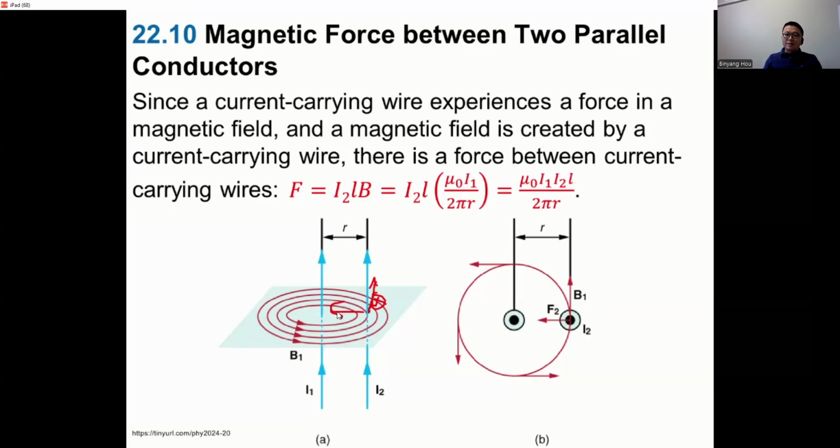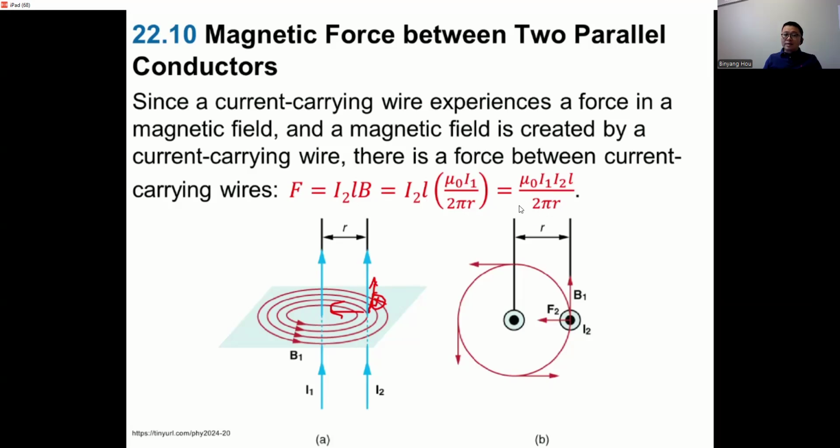The B field produced by a wire will be mu naught I divided by 2 pi r, where r is the distance between these two wires. And for the force on the second one, it is I L, which is I2 now, times L times that B field. So putting all this together, you'll get mu naught I1 I2 L divided by 2 pi r.